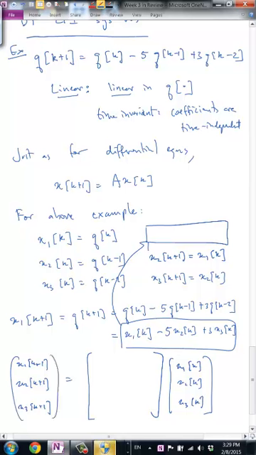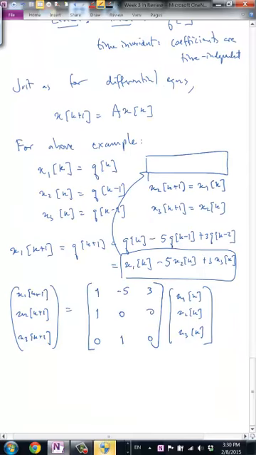So x1 of k plus 1 is equal to 1 times x1 of k minus 5 times x2 of k plus 3 times x3 of k. x2 of k plus 1 is equal to 1 times x1 plus 0 times x2 plus 0 times x3. And x3 of k plus 1 is equal to 0 times x1 plus 1 times x2 plus 0 times x3. So I've got x of k plus 1 is equal to A times x of k.